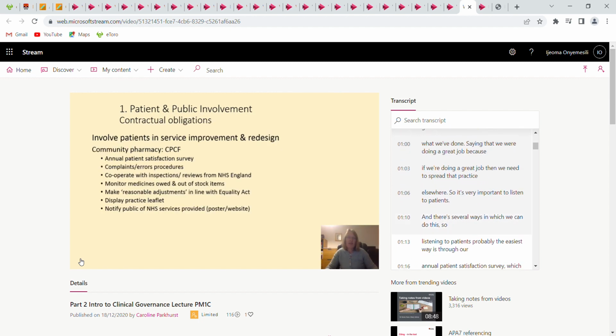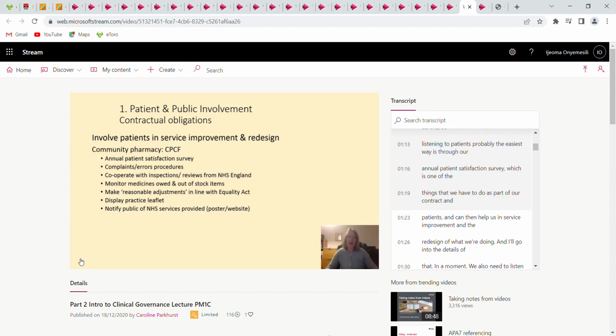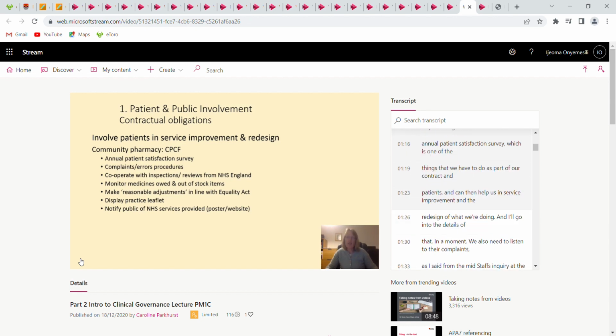And there's several ways in which we can do this. So listening to patients, probably the easiest way is through our annual patient satisfaction survey, which is one of the things that we have to do as part of our contract. And patients can then help us in service improvement and the redesign of what we're doing. And I'll go into the details of that in a moment.